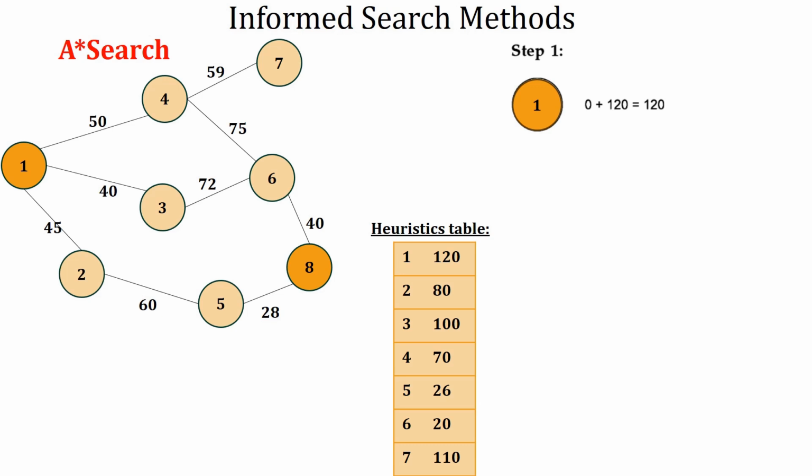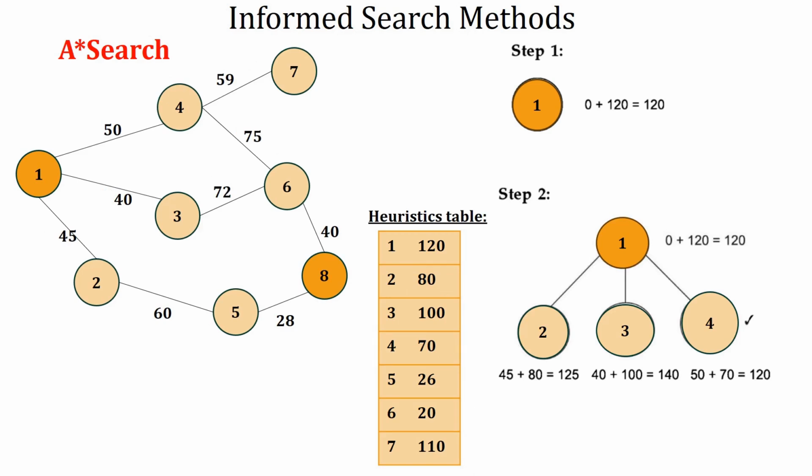So, the cost from the source node to reach that node is the first value. Here 1 itself is the source node, so the cost is 0 plus the heuristic value of that node, which is 120. So, 0 plus 120 equals 120. Now, from node 1 we can reach nodes 2, 3 and 4.